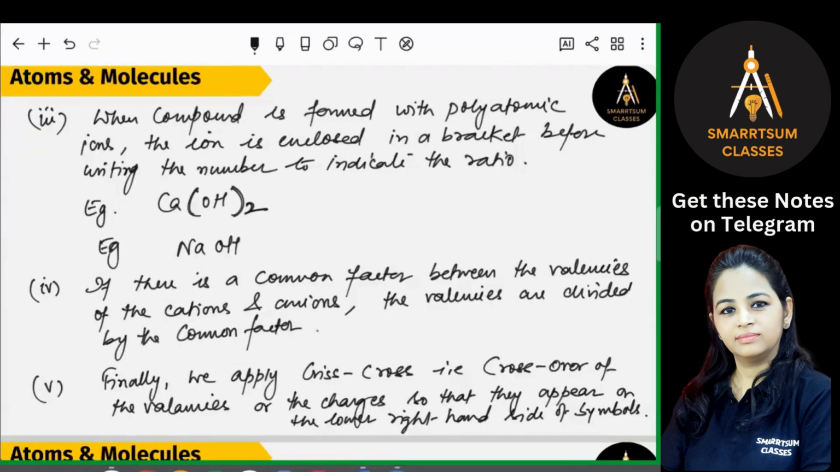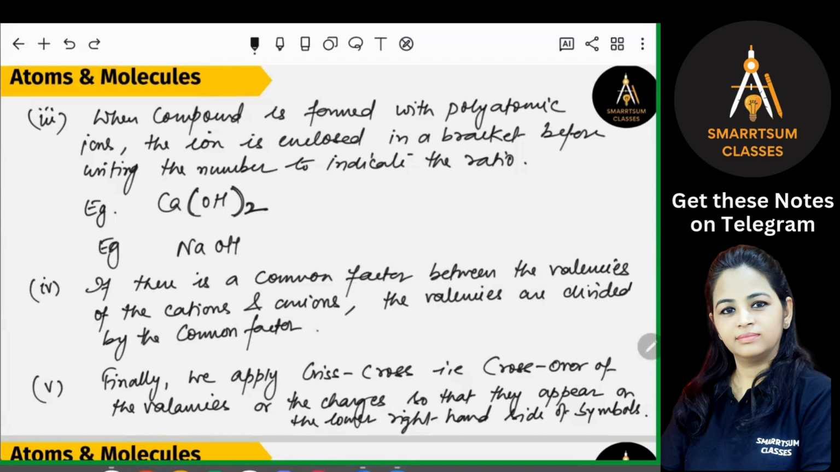Okay, so the fourth rule is if there is a common factor between the valencies of the cation and anion, then we divide the valencies by that common factor. And then finally we apply the crisscross, that is the crossover of the valencies or the charges, so that they appear on the lower right hand side of the symbols. So these are the rules which we have to follow.